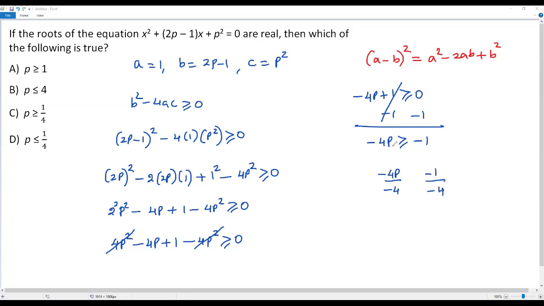Whenever I multiply or divide both sides of an inequality by the same negative number, I have to flip the inequality sign. Already it's greater than or equal to. I have to flip it to less than or equal to, because I divided both sides of this inequality by the same negative number, −4. So here this −4 will cancel. We just get p on the left side, less than or equal to. The negatives will cancel out, and I'm getting 1/4. So when the given quadratic equation has two real roots, we get p less than or equal to 1/4. We find this in answer choice D. The correct answer choice for this question is D.